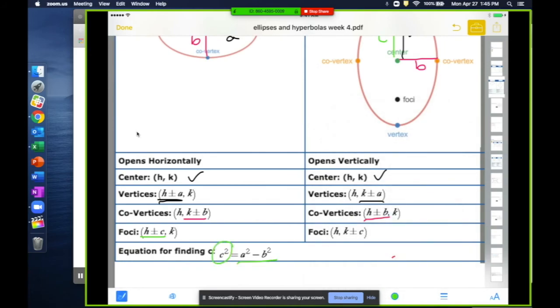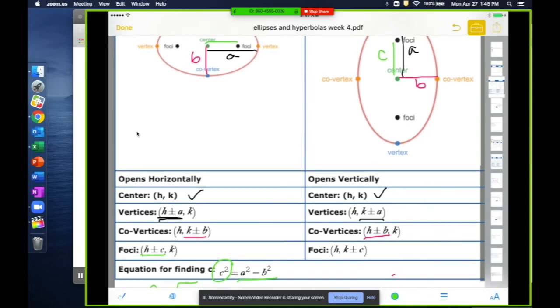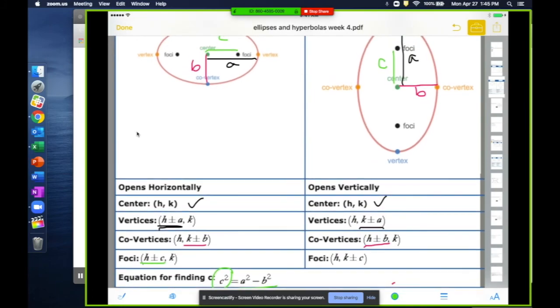And then we have at the bottom the equation for finding c. So c squared equals a squared minus b squared, or c equals the square root of a squared minus b squared, to find that c value, which is the distance from the center to the focus.